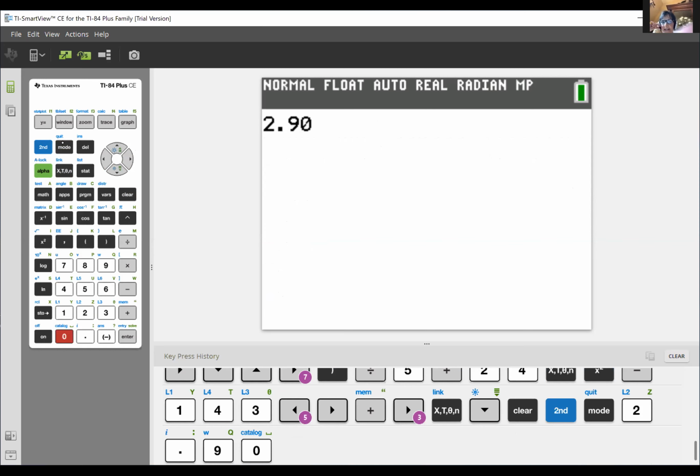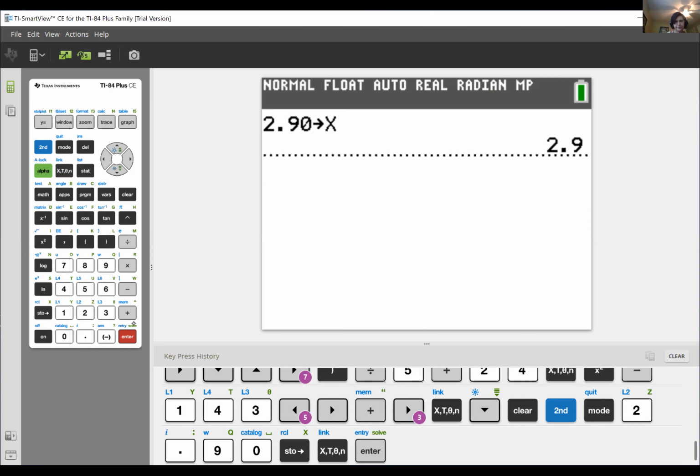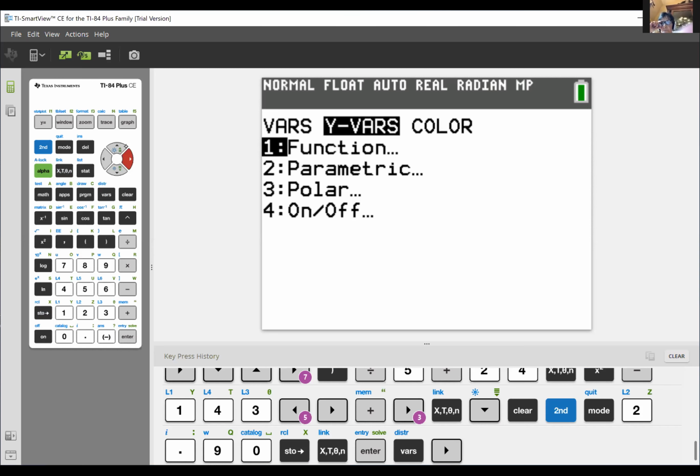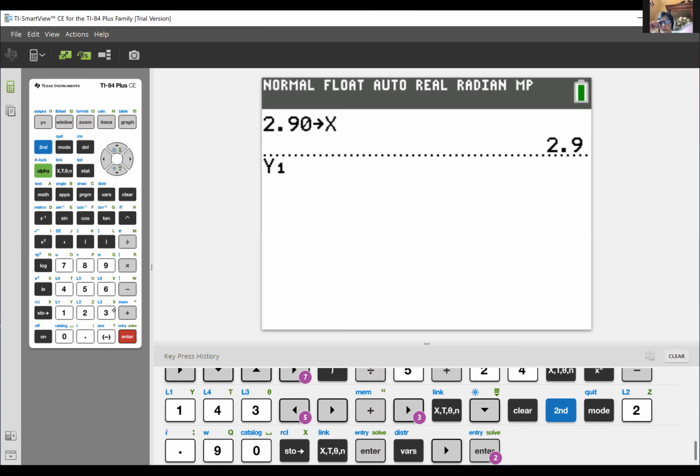And we're going to store that as X, your store key. Guys, remember your store key is on the left-hand side. Store it as X. Yes, and enter. Okay. All right, now go to vars, y vars. Go to number 1, enter on function, and choose y sub 1, enter, and then enter again. So the upper limit is approximately 452.5. Okay.